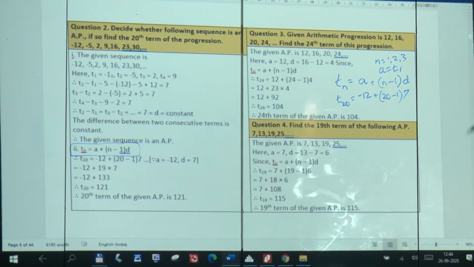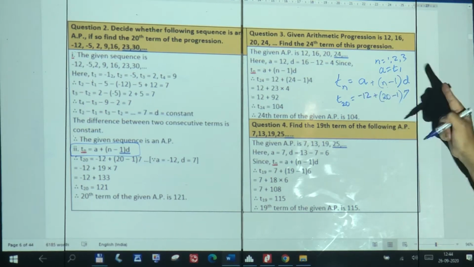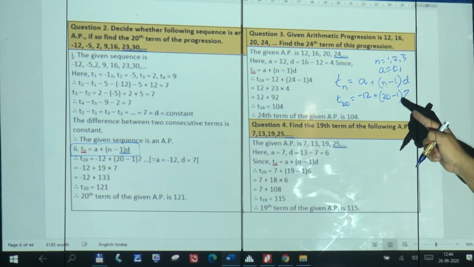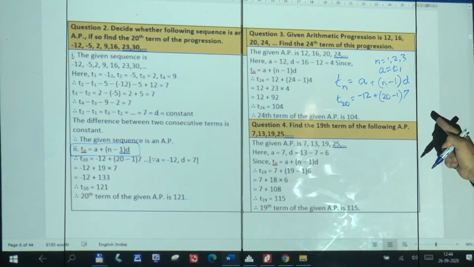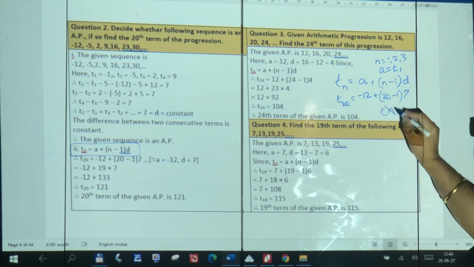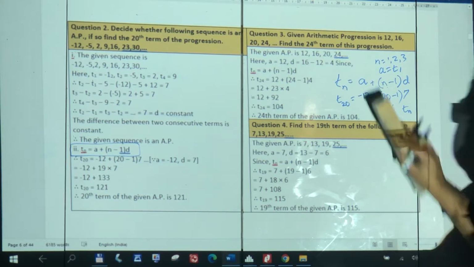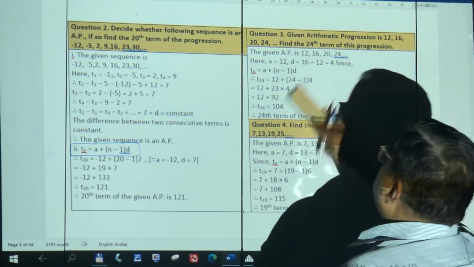What are the steps? First, see the sequence. Second, see the first term. Third, remember the formula: Tn is a plus n minus 1 d. It's not t multiplied by n, don't write it like this. Nth term is a plus n minus 1 d. Substitute the values, and your work is done. Whether they ask you the 24th term or the 19th term, it's the same a, n and d. So this is how to do sum number 2.